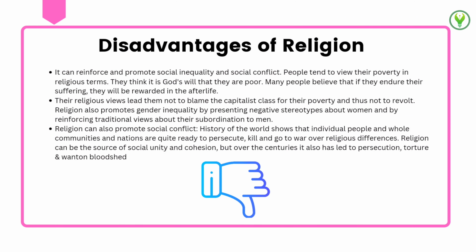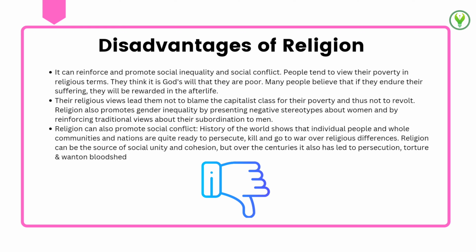Moving on with disadvantages of religion. Religion has all the benefits, but according to conflict theory, it has the following disadvantages. It can reinforce and promote social inequality and social conflict. People tend to view their poverty in religious terms. They think it is God's will that they are poor. Many people believe that if they endure their suffering, they will be rewarded in the afterlife. Their religious views lead them not to blame the capitalist class for their poverty and thus not to revolt.